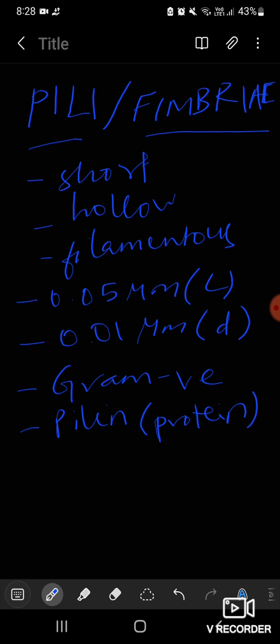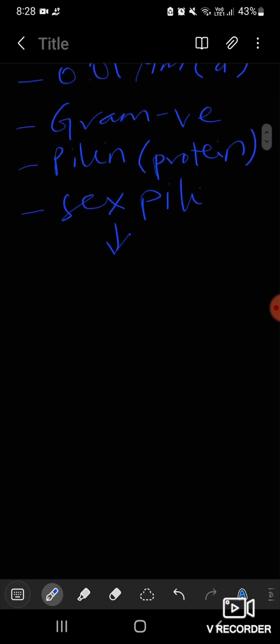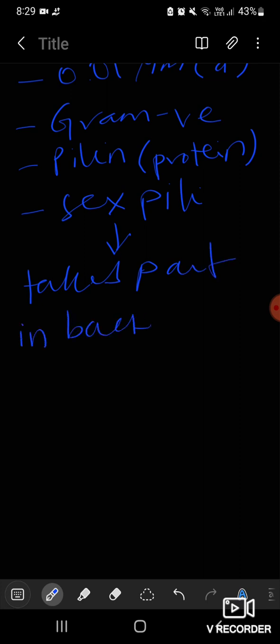So there is a specific pili known as the sex pili. So what is the sex pili? So this takes part in bacterial conjugation, that is the sexual reproduction of bacteria.